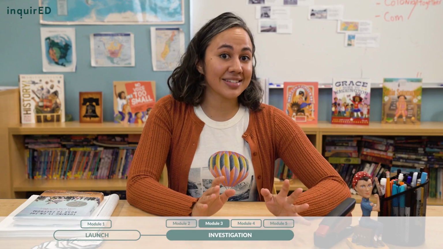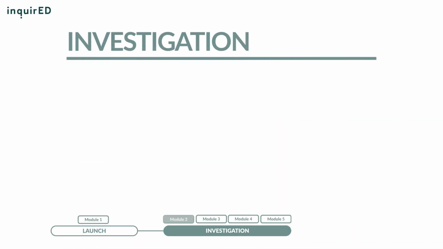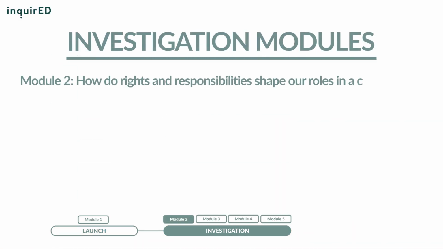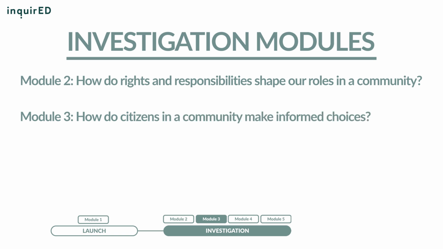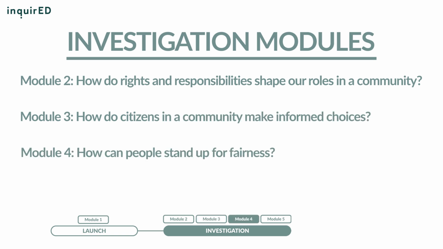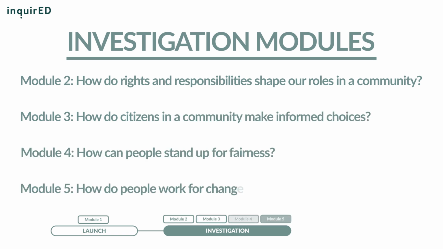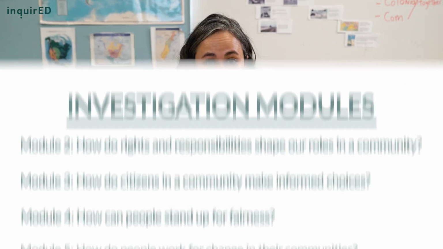After the launch module, students move through a series of investigation modules, each organized around an essential, need-to-know question. How do rights and responsibilities shape our roles in a community? How do citizens in a community make informed choices? How can people stand up for fairness? How do people work for change in their communities? Let's look at a few highlights from each module.